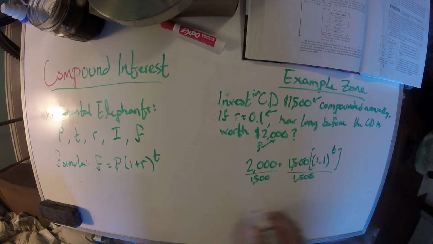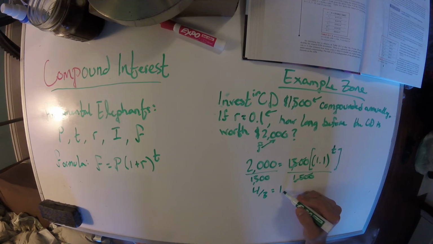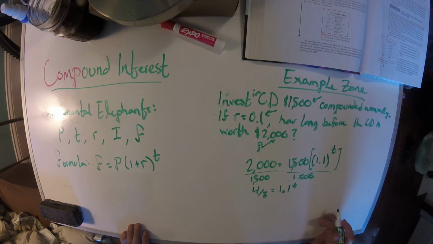These turkeys drop out of the sky, and then we have that 4/3 is equal to 1.1^t. Okay, great. Now what? How do we get the identity of a variable which is in the exponent? Now, a lot of you are jumping up and down in your seat, I know how to do it, but most of you are like, I don't have any idea how to do that.